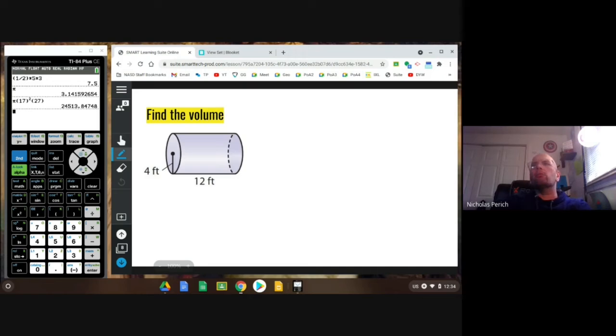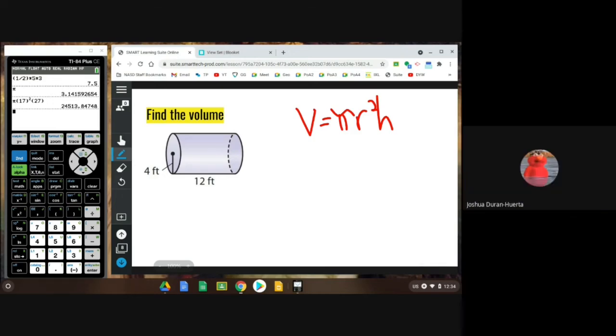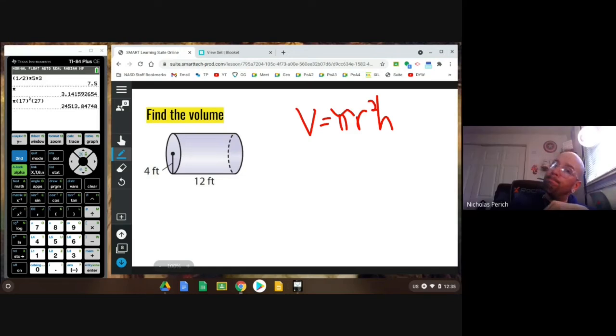What's the height? I mean, this is a cylinder, so yeah, I'll write it out. V equals pi r squared h. What's the height? Is it 4? Is it 12? Or is it something different? It's not 4. Good guess, but it's not 4.